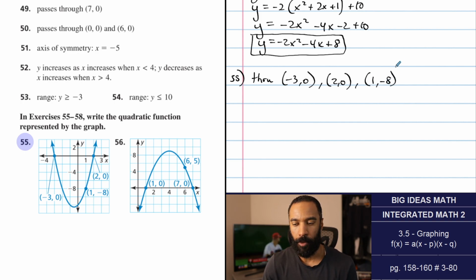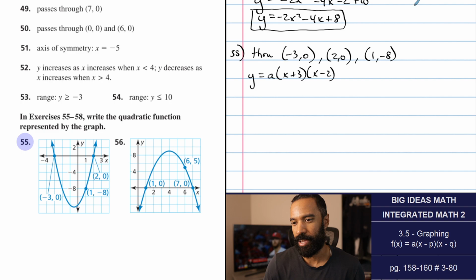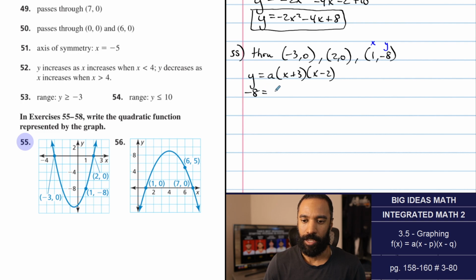So I am hamstrung by whatever a value they kind of make us use. I know that I have x plus 3 as a factor and x minus 2 as a factor. We're going to substitute this for x, this for y. So I got negative 8 equals a times 1 plus 3 is 4, 1 minus 2 is negative 1. It's negative 8 equals negative 4a. Divide both sides by negative 4, you get a equals 2.